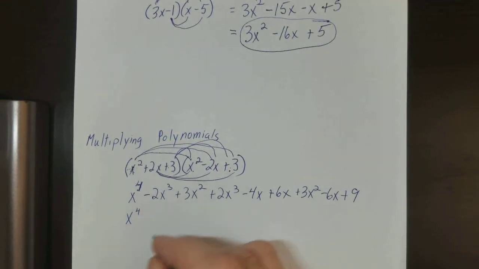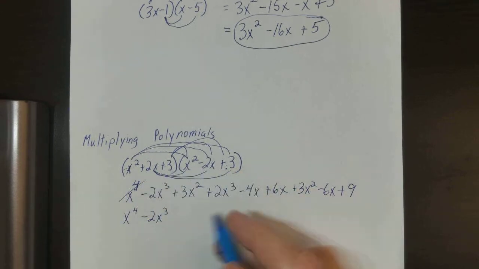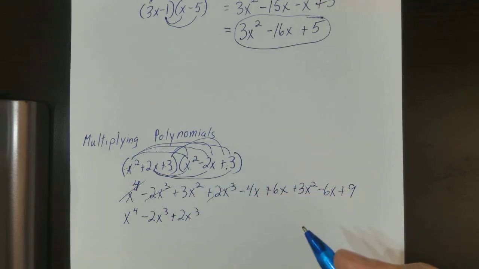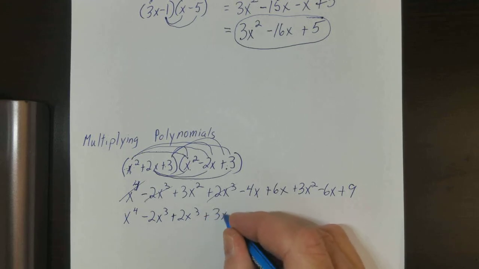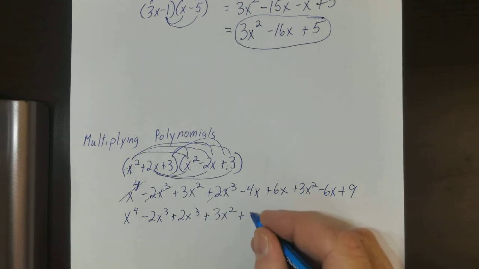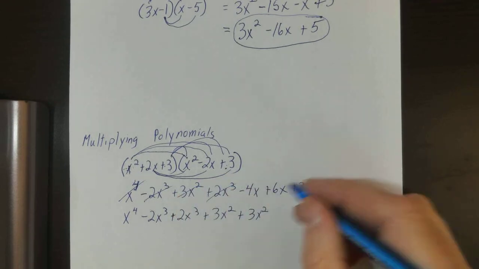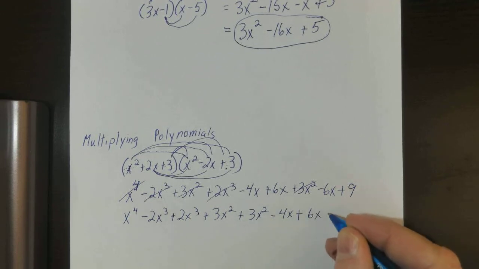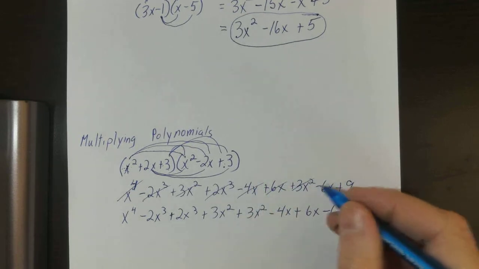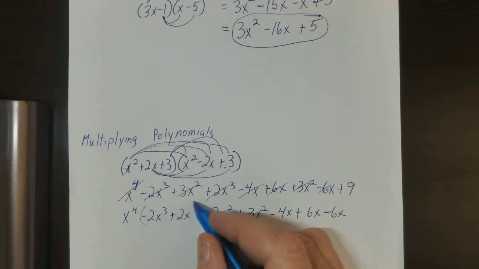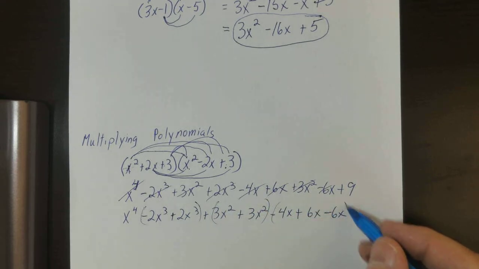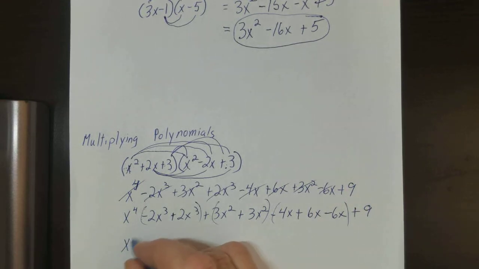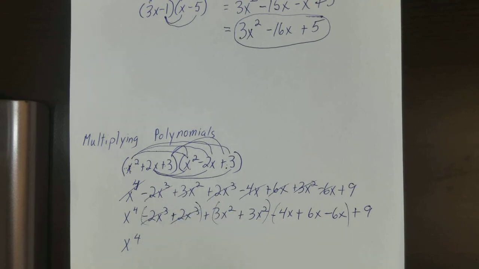All right, so I've got the x to the 4th minus 2x to the 3rd. I don't see another x for plus 2x to the 3rd. I've got positive 3x squared and another positive 3x squared. I've got negative 4x plus 6x minus 6x. So my degree 2, my degree 1 terms, and then I've got that plus 9 at the end. So it's x to the 4th. These guys cancel, so that's 0x to the 3rd.